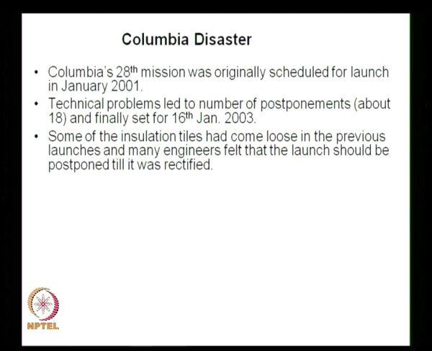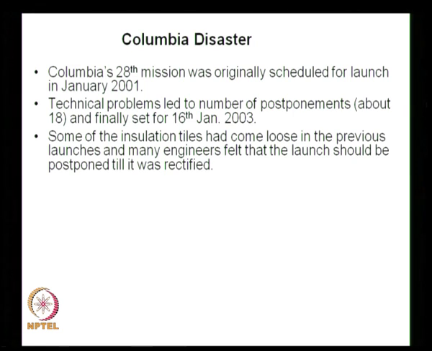Some of the insulation tiles had come loose in the previous launches, and many engineers felt that the launch should be postponed till it was rectified. So, this was a known problem. There was some problem with the tiles, and during the previous mission some of the tiles had fallen, and many people felt that there should be a further postponement of the mission, because unless we rectify these problems it is not safe to continue with the mission.